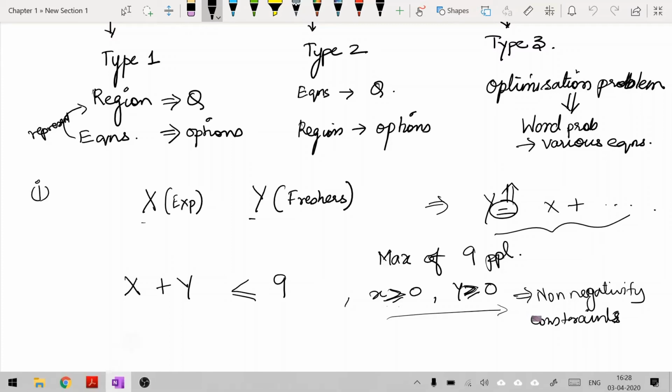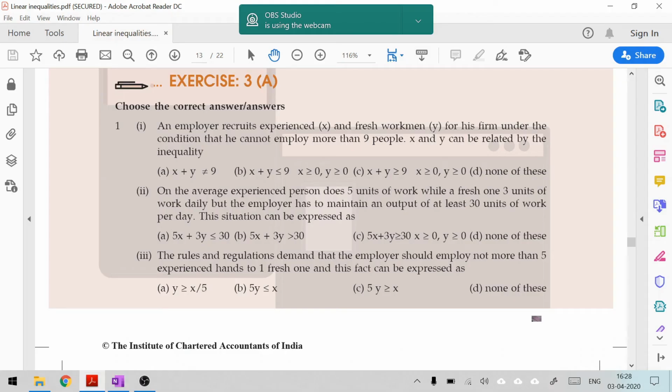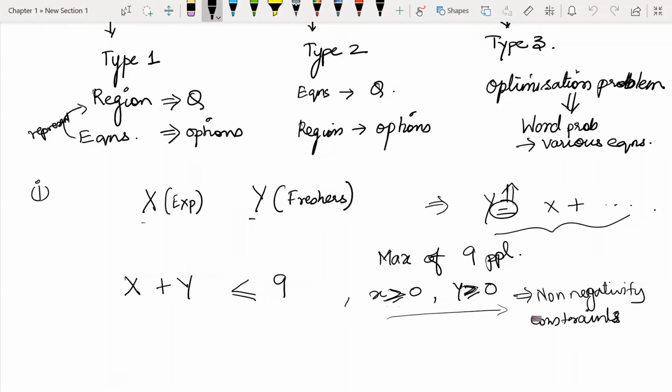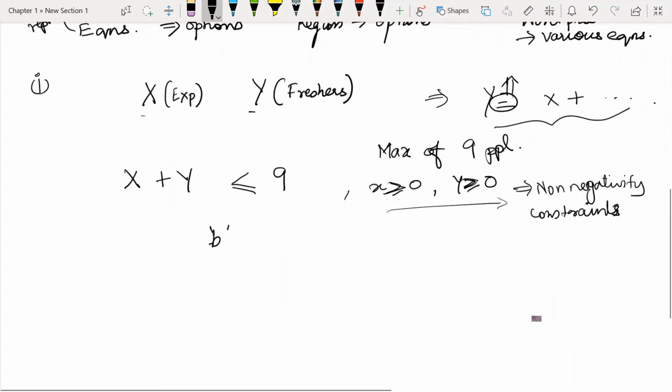So if you have two options, suppose one option, see here, you have less than or equal to 9 is given. There is another option which is also giving this, but without the non-negativity. Do not choose that option. This is important. So the answer is option B here. Answer is option B.